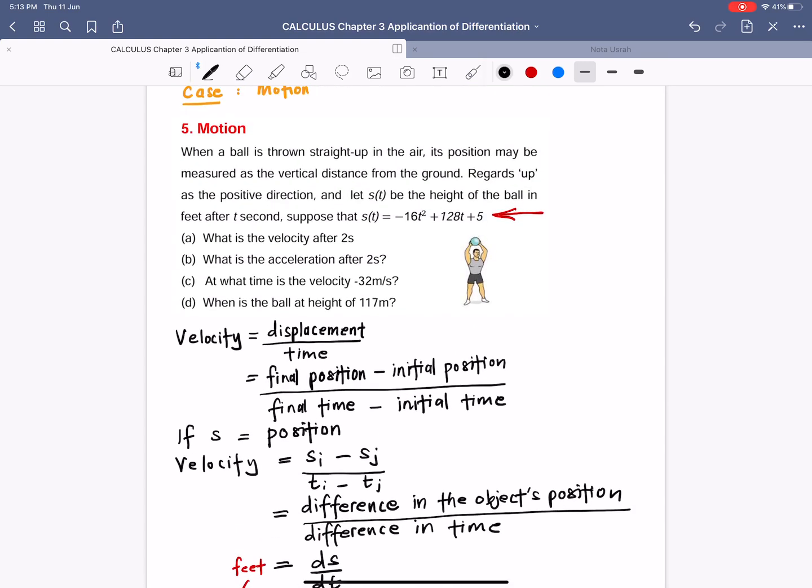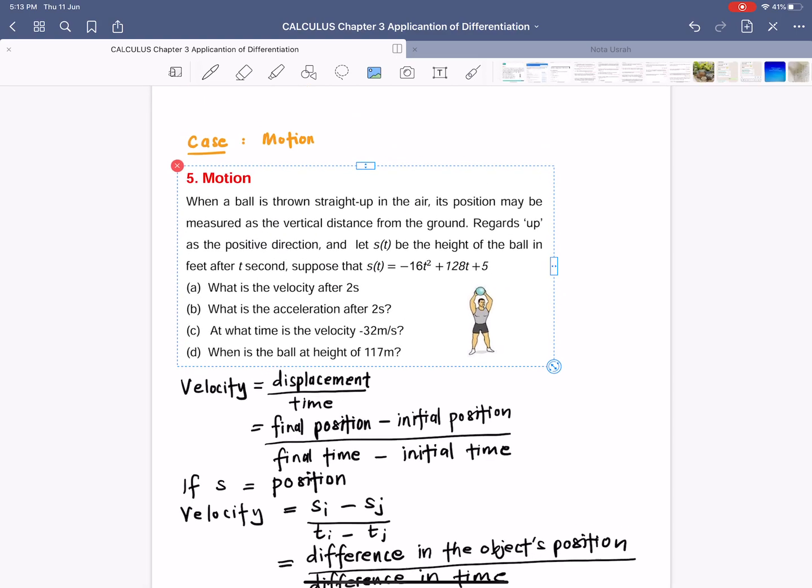Question B. Okay, I'll copy this question. Sorry.